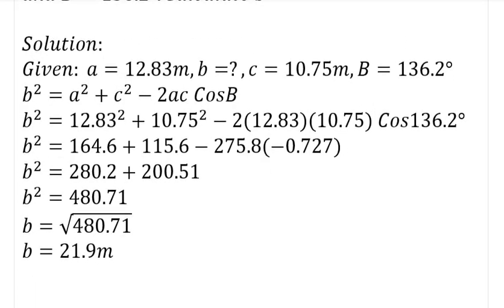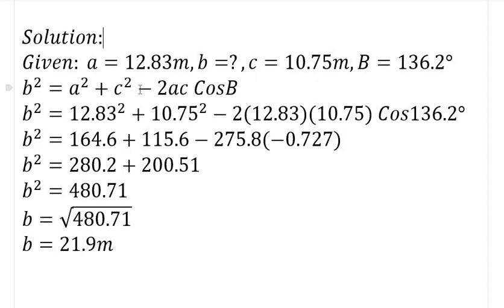What do we have here? Beautiful. If you look at the question, you are given two sides, side A and side C, which are 12.83 meters for side A, 10.75 meters for side C. We are asked to look for side B, and we are given angle B, which is 136.2 degrees. Beautiful. So like we said not long ago, if you are looking for side B or angle B, make use of this. Very simple. B squared equals A squared plus C squared minus 2AC cos B. It's just like a repetition depending on the angle or the side you are looking for.